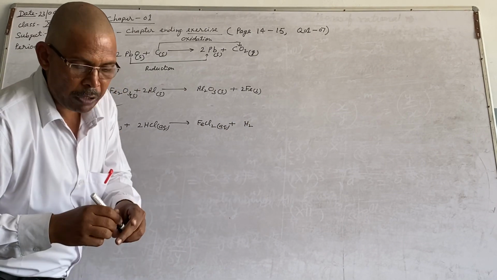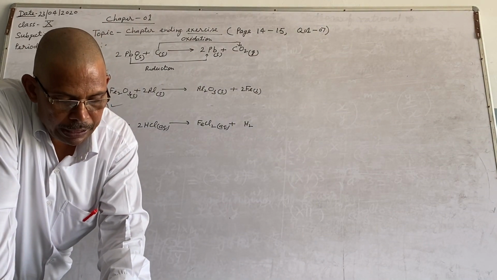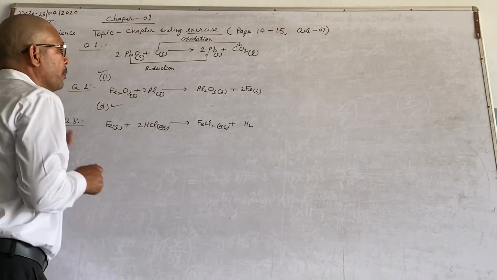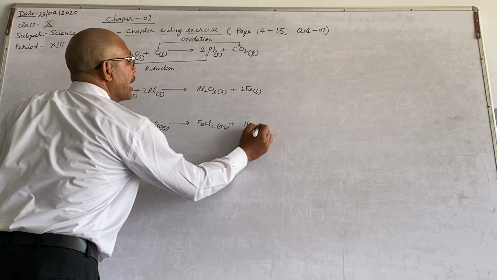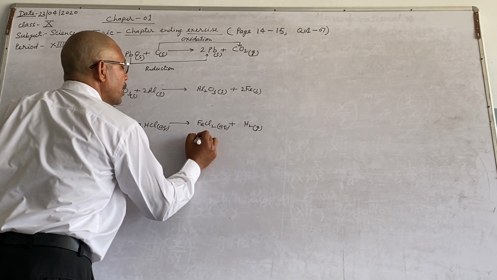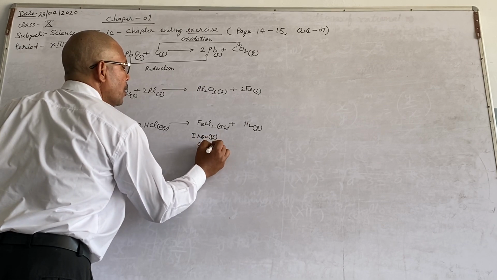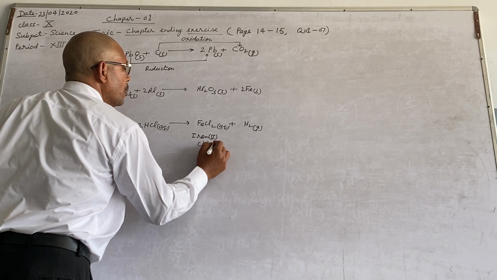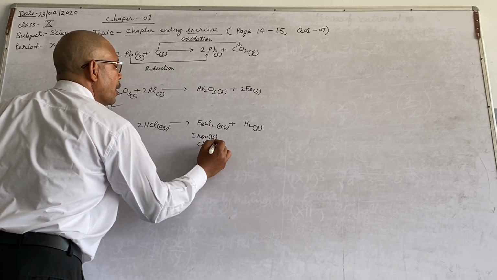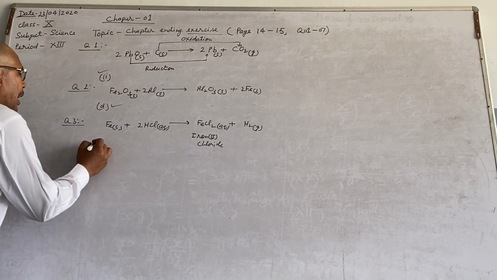Now try which option is correct here. Hydrogen gas and iron chloride are produced. So hydrogen gas and FeCl2, iron(II) chloride. So the first option is correct. Option A is correct.